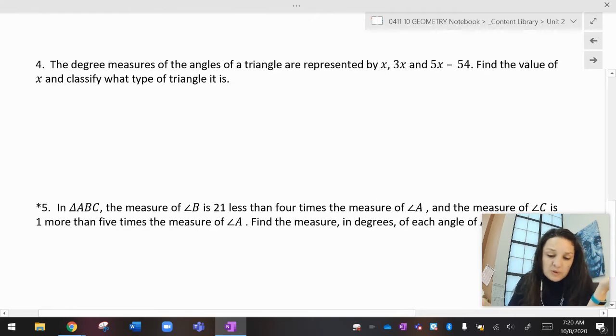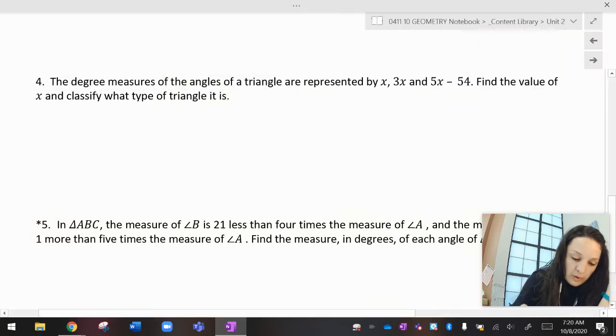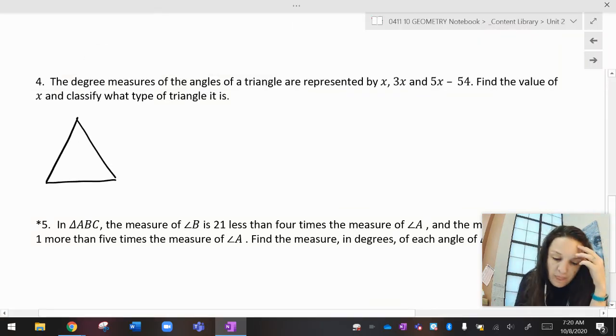The degree measures of the angles of a triangle. Okay, well, now that we're here, I don't have a picture anymore. You always need a picture, so draw one. I'm going to draw one. So here's a triangle. It doesn't matter what shape you make it, just make a triangle. The degree measures are x, 3x, and 5x minus 54. Find the value of x and classify what kind of triangle it is.